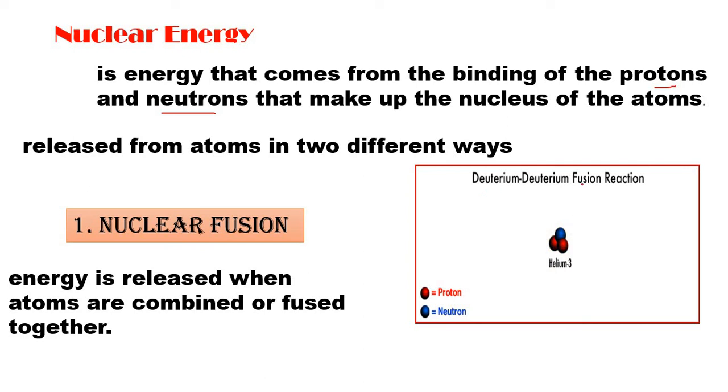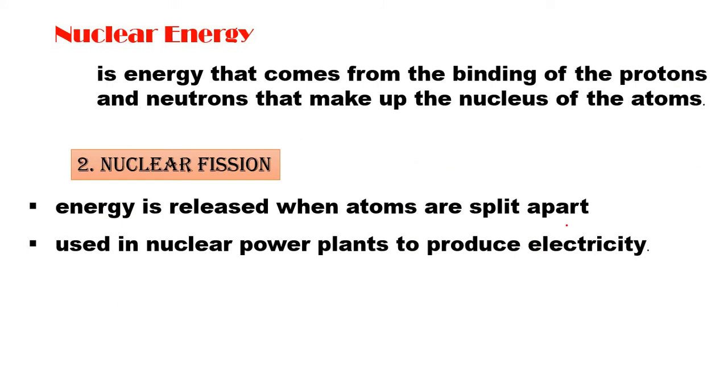Like here, in this kind of fusion, nuclear fusion, the protons are the red circles and the neutrons are blue circles in an atom known as deuterium. The fusion between the protons and the neutrons produces nuclear energy. The second kind is known as nuclear fission. Fission means separation or splitting. So in this kind of nuclear fission, energy will be released after splitting the parts of the atom. It's used in nuclear power plants to produce electricity.